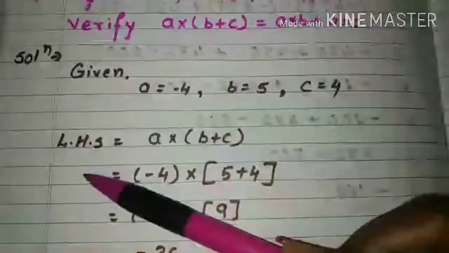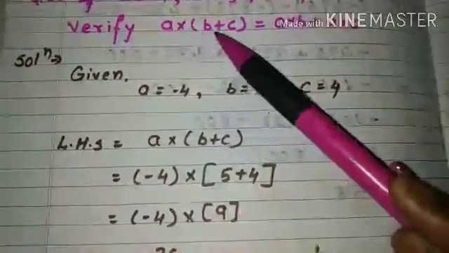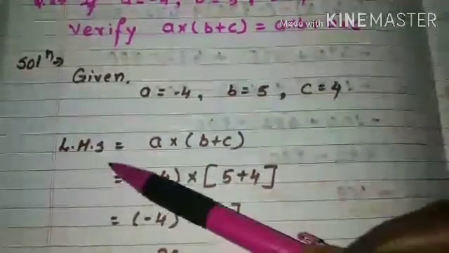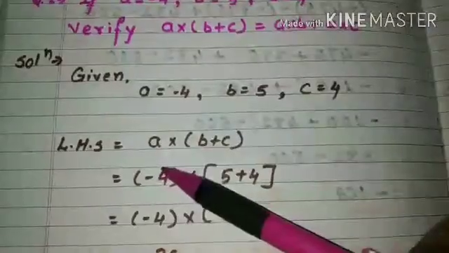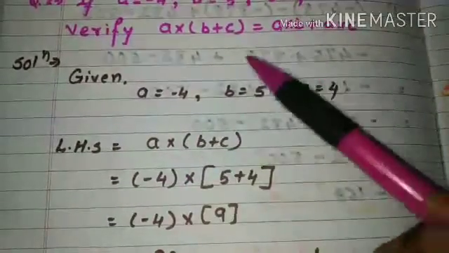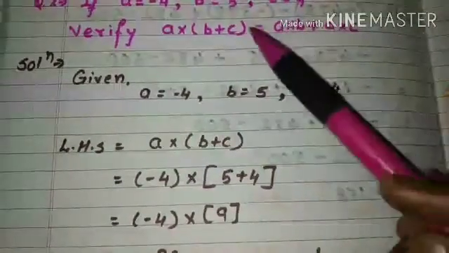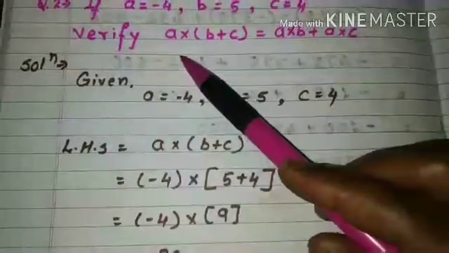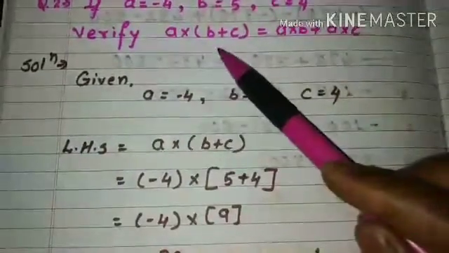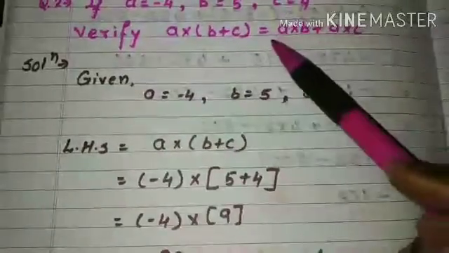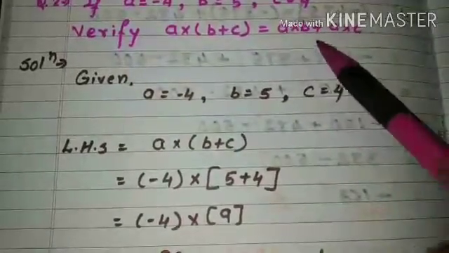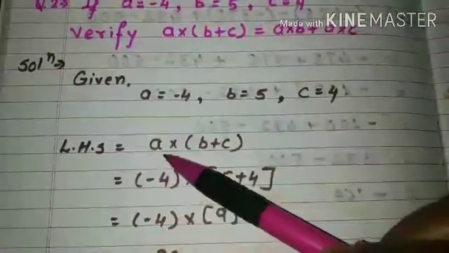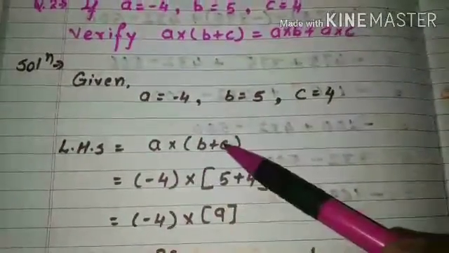Now you take the left hand side of the verification. The left hand side is a into (b plus c). So we will take left hand side is equal to a into (b plus c). How will you know which is the left hand side and which is the right hand side? Whatever stands before the equal to sign is the left hand side, and whatever is to the right of the equal to sign is the right hand side. So first of all you take the left hand side, that is a into (b plus c).